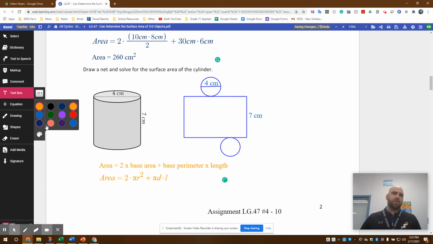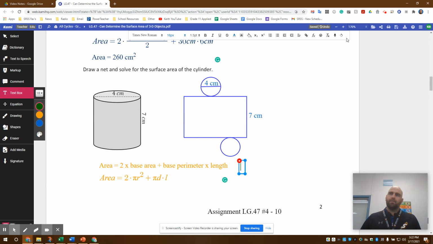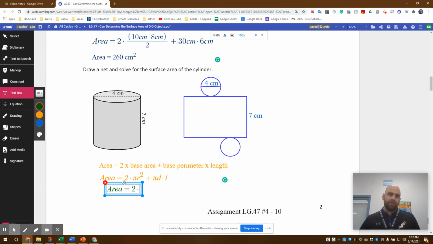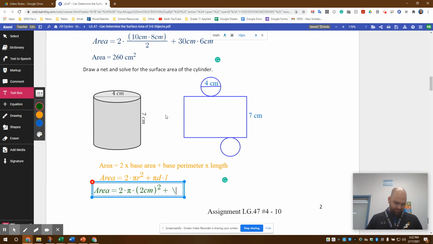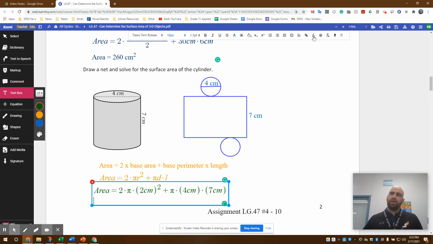I'm going to switch around the color a little bit. All right, so to find our area, 2 times, actually, this isn't going to fit. I'm going to move it over here again. Just change the colors to make it a little easier. Pi times the radius, which is 2 centimeters squared, plus pi times the diameter, which is 4 centimeters, times the length, which is 7 centimeters, and that is going to give us our total area.